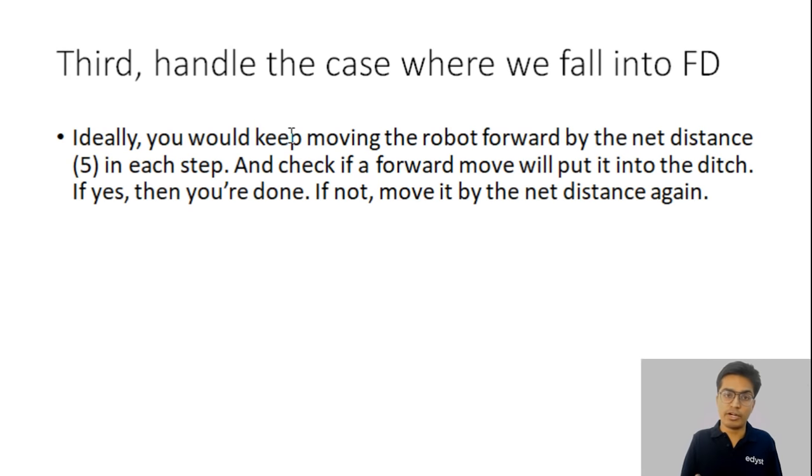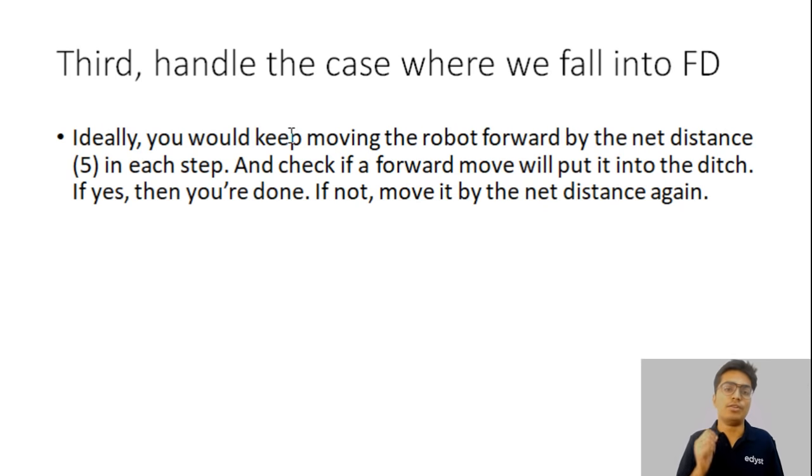I'm going to keep my robot at 5 once it has done F comma B, and then I'm going to check, is moving in the front direction going to throw me into the ditch or not? All right, turns out it will. If I'm at 5 and I move in the front direction, I'm going to end up in the ditch, right?